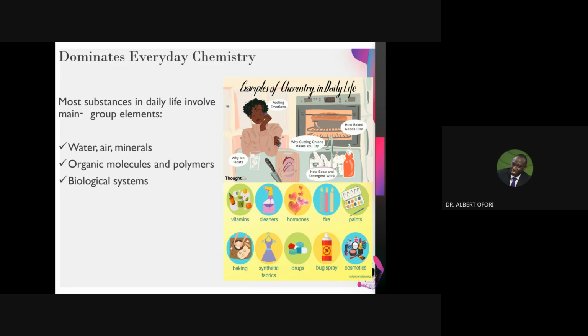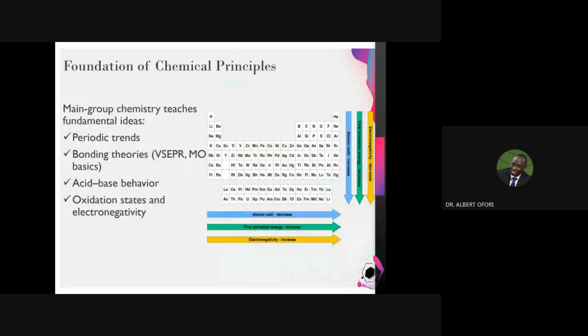And we have a lot of these applications which I've listed there: cosmetic sprays, drugs, fabrics, paints, the fireworks that we have, hormones in our system, cleaners, vitamins, and baking, and those stuff. These are all as a result of main group chemistry. And so if you want to really get to understand that, then we should look at, I told you, that is the foundation of chemical principles.